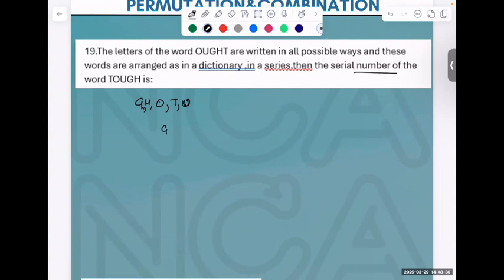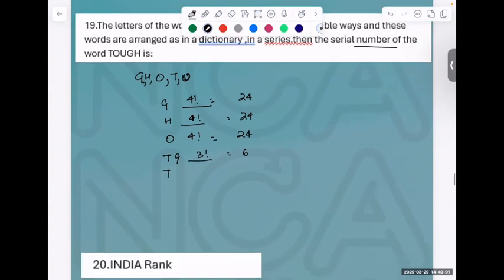So we have first G, how much factorial? 24. H, how much factorial? O, T. Okay, now we start with T. T, then we have G, how much factorial? 3, 6. After TG, we have what? TH. 3 factorial 6. After H we have O. We stop now.